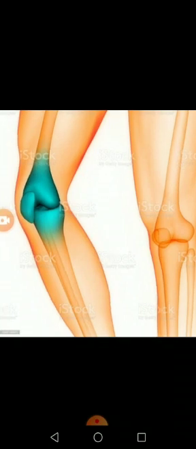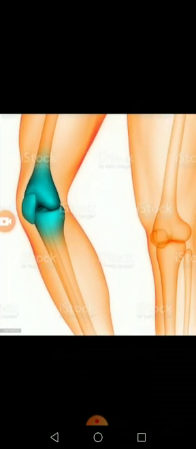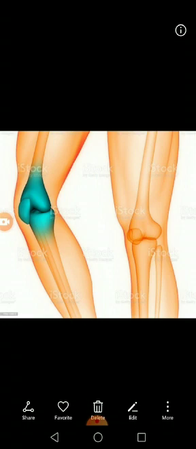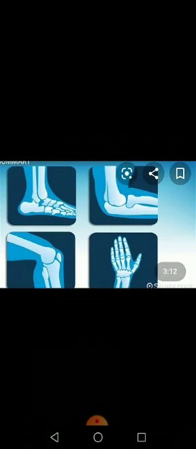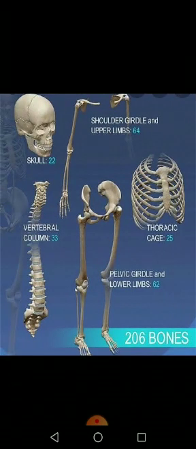Now come towards the bone of the knee joint. This is your knee, and this is the joint of the knee bone. Its function is to support your body in sitting and moving. So dear students, all the bones are united with one another at joints, and all of the bones of your body make a frame called the skeleton. So this was all about your bones and skeleton.